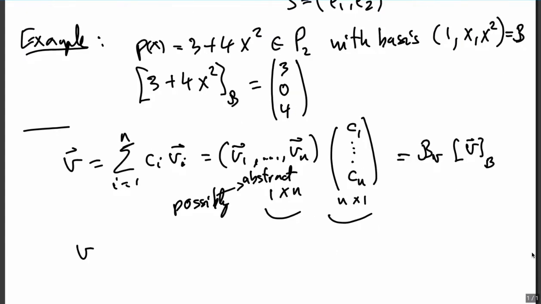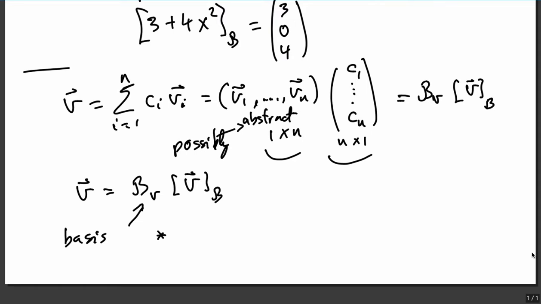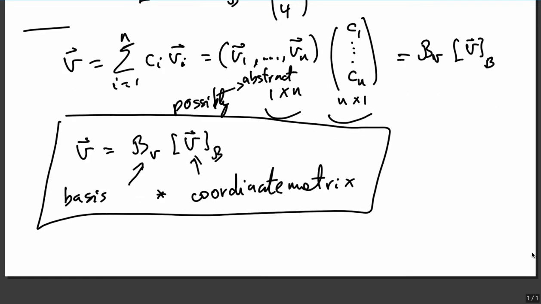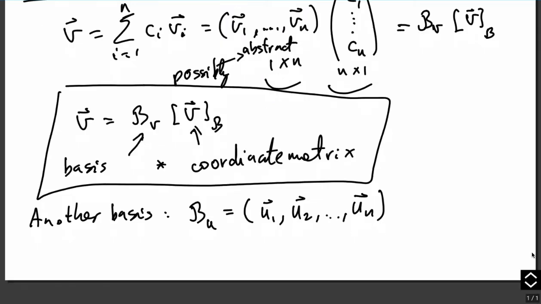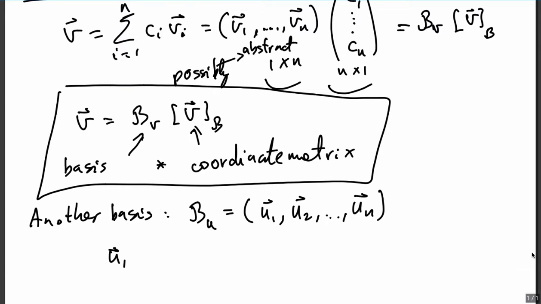So let me write this down again. This is one of the main formulas in this section: any vector can be written as the basis matrix times the coordinate matrix. So the basis multiplied with the coordinate matrix. So let's say now that we have another basis denoted by BU, because say these are vectors U1, U2, ..., Un, in the same vector space V. For these, this also holds, so we can, for example, represent the U1 vector as the BV basis times the U1 vector's coordinate matrix in this BV basis.